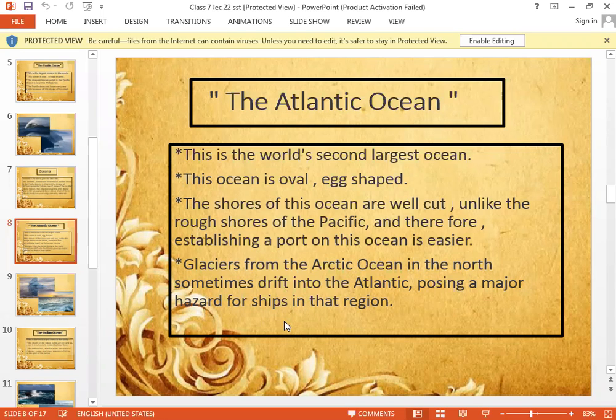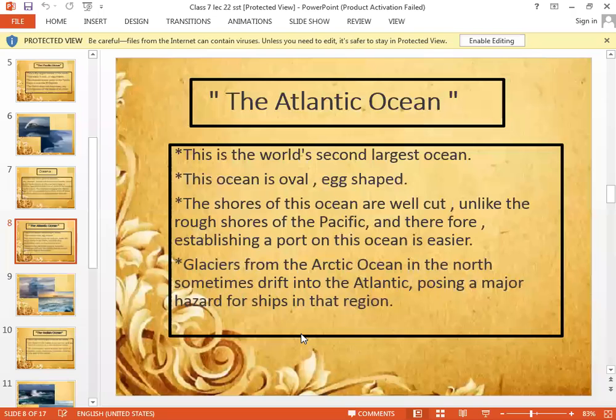So look at your book. You can underline the first paragraph, all of the first paragraph, and the first three lines of the second paragraph, and then look at the last paragraph of the Atlantic Ocean. And this is also the last paragraph of your page 45.